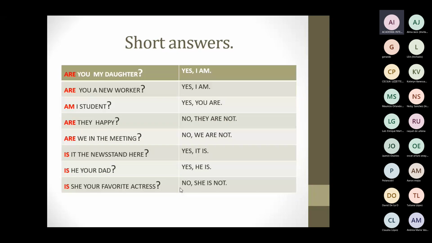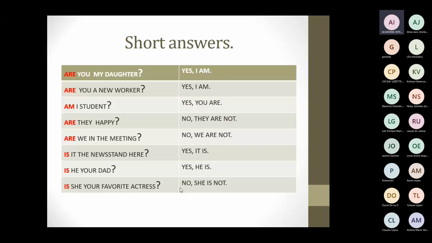And when we say long answers, respuestas largas, that means that we add more vocabulary to the sentence. Eso significa que cuando añadimos más vocabulario a la oración. Yes, I am your daughter. So we live together. Eso ya es una respuesta larga. Es cuando solo añadimos más palabras a la respuesta. Ya no solo decimos, yes, I am, sino que decimos algo más.